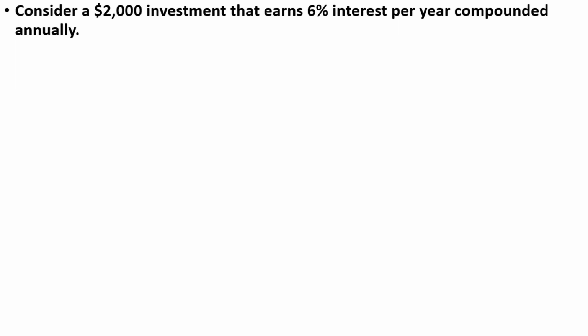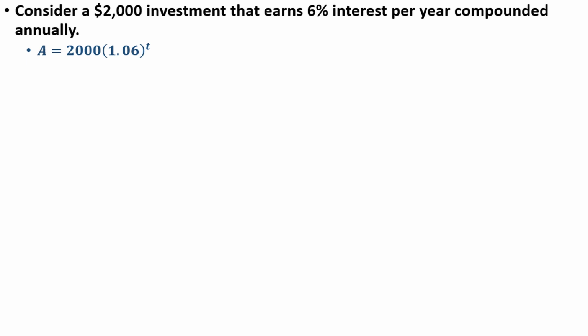We talked in a previous video about investments that earn some flat percentage rate of interest. For example, we might have a $2,000 investment that earns 6% interest per year compounded annually. We could set up a function A equals 2,000 times 1.06 to the t-th power to model the worth of the investment after t years. This is the case where interest is calculated once per year, commonly referred to as compounded annually.